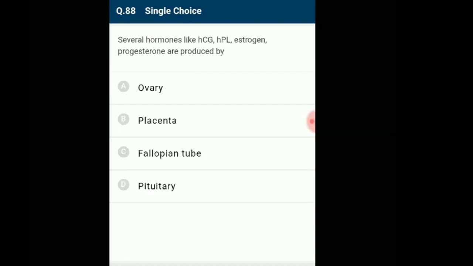Human placental lactogen is generally called HPL. This hormone produced by the placenta helps in providing nutrition for the fetus and plays a role in stimulating milk glands in the breast in anticipation of breastfeeding. Estrogen. This group of hormones is responsible for the development of female sexual characters, normally formed in the ovaries. Estrogen is also produced by the placenta during pregnancy to help maintain a healthy pregnancy. Progesterone. This hormone is produced by the ovaries and by the placenta during pregnancy. Progesterone stimulates the thickening of the uterus lining in anticipation of the implantation of the fertilized egg. So the answer for this question is option B, placenta.